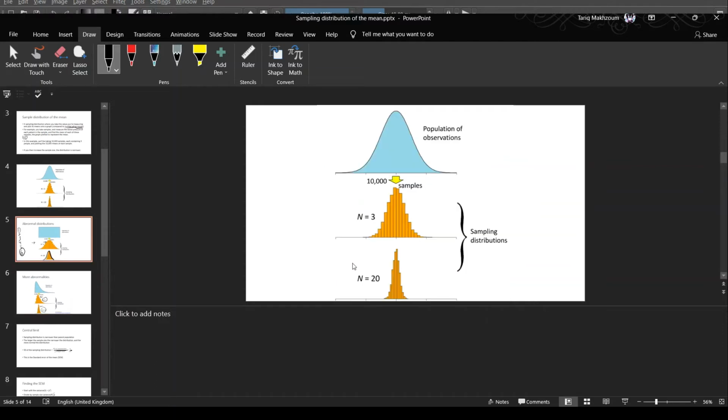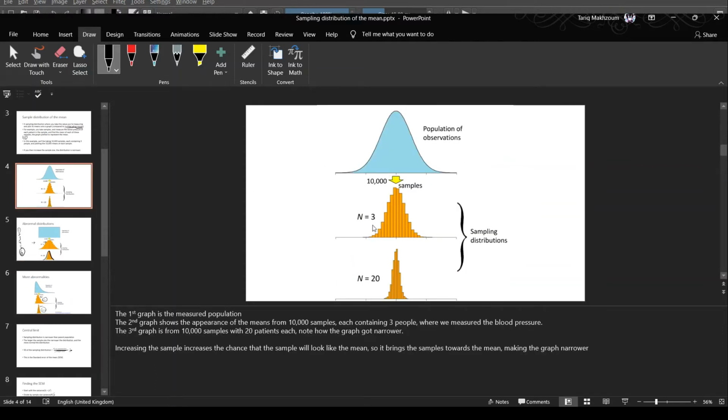Now, one thing that's very, very important to note is that when we look at this graph here, let's say we drew down the mean for this graph.